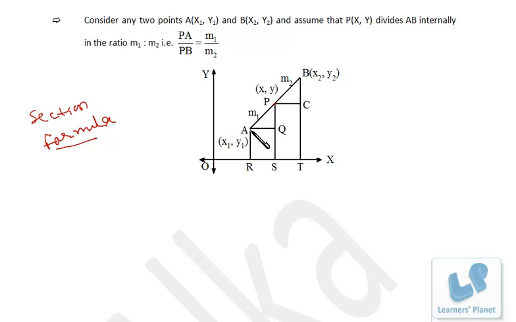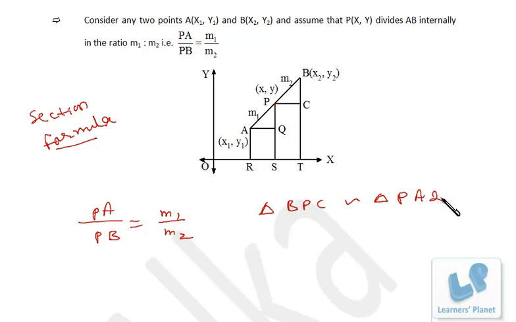Now we have point A and point B. The coordinates of A are x1 and y1, the coordinates of B are x2, y2, and we have to find the coordinates of P, which we assume to be x and y. We have to find the values of x and y, right? Now the ratio of PA and PB is m1 is to m2. See this triangle PBC and triangle PAQ, both of them are similar. I can write triangle BPC is similar to triangle PAQ, right?